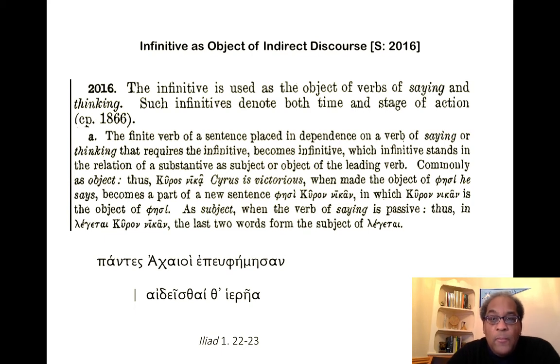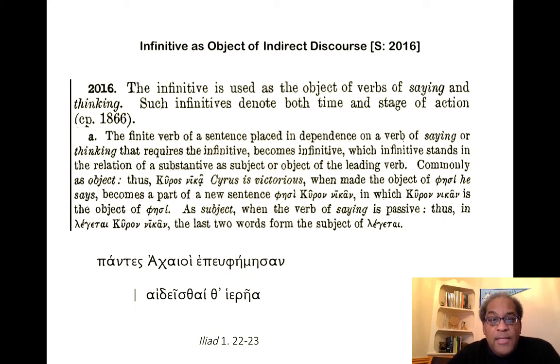Okay, so let's look at this subsection A. The finite verb of a sentence placed in dependence on a verb of saying or thinking that requires the infinitive becomes infinitive. Which infinitive stands in the relation of a substantive as subject or object of the leading verb. So once the verb of the finite statement of direct speech is transformed into an infinitive in indirect speech, as infinitive, it will be functionally either the subject or object of the leading verb, as we'll see in these examples.